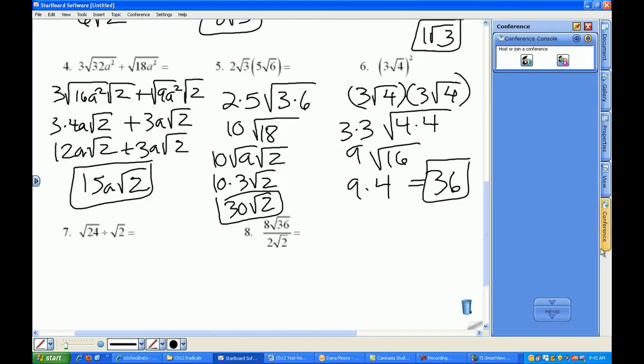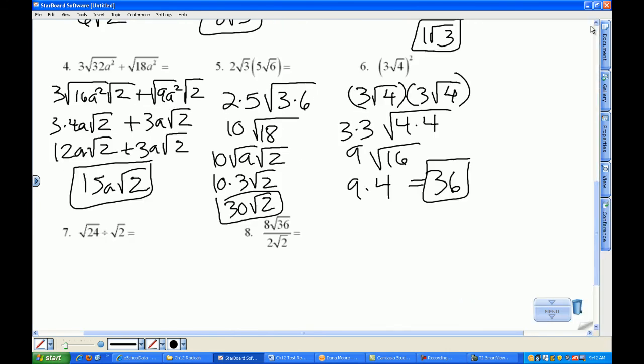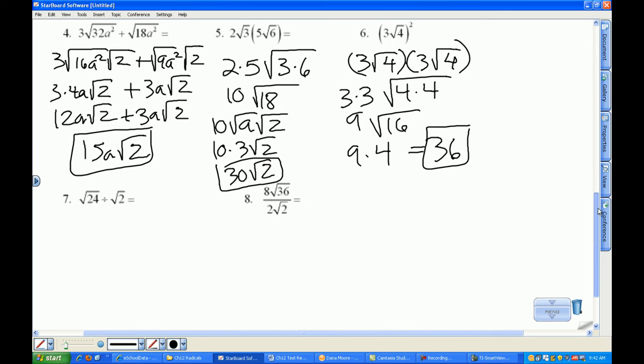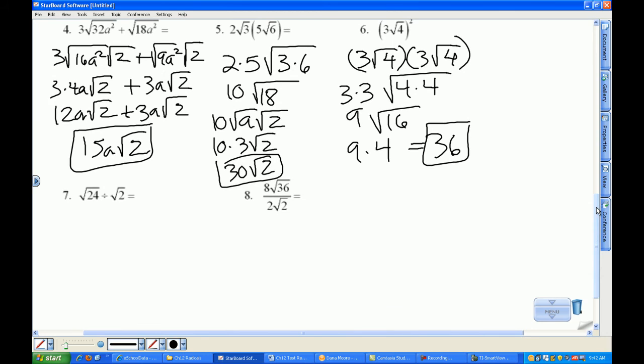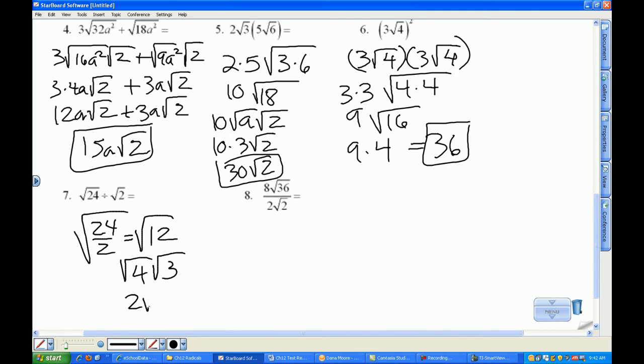Problem 7. We have division now. We divide the coefficients. That quotient will remain a coefficient. The coefficients are 1, so we don't have to do that. We're going to divide the radicands. That quotient will remain a radicand. And then if possible, you reduce your final answer. So that's 2 radical 3.